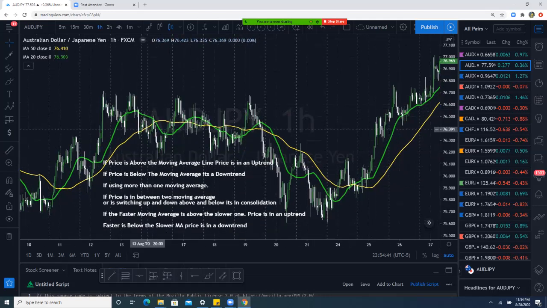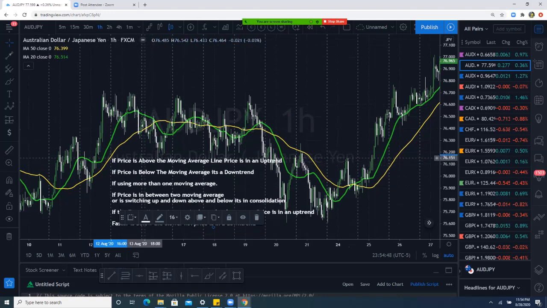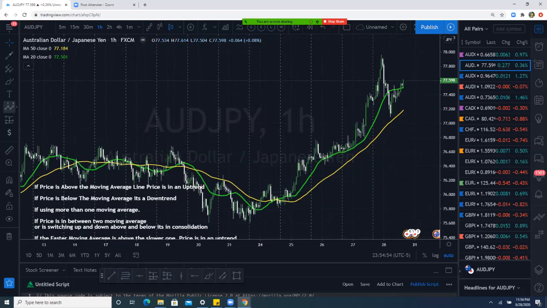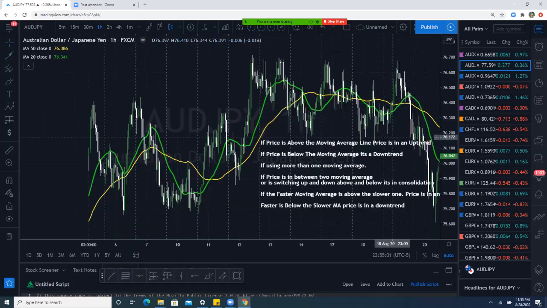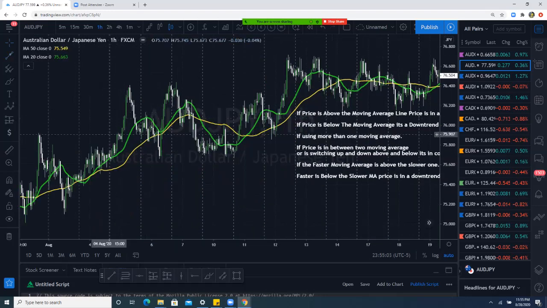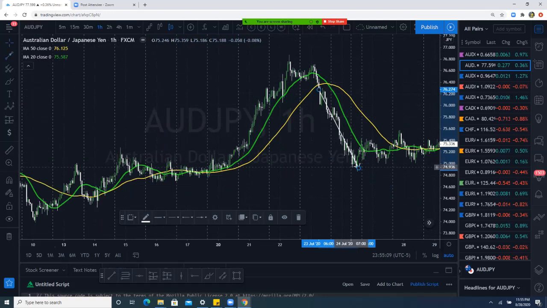So here's a couple examples. If we use the first rule, if price is moving above the moving average line, price is in an uptrend. So we see here that price is trading above moving averages. So that's an uptrend. If price is trading below the moving averages, like right here, it's in a downtrend. So that's one way you can do it.